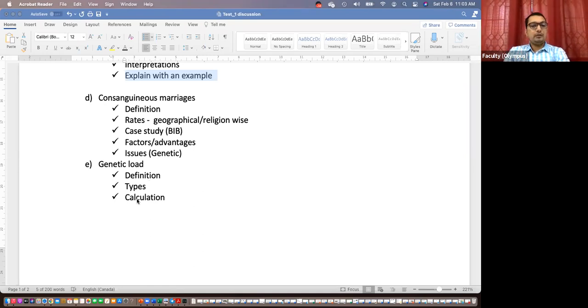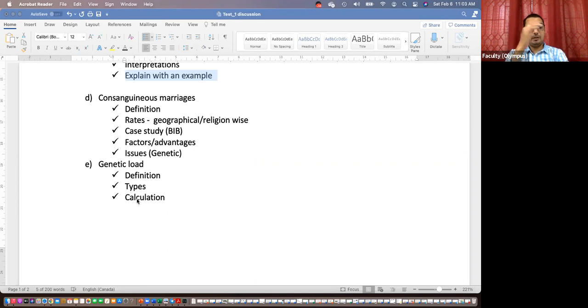Otherwise, there are enough types. Don't just talk about two to three types. Let's say you don't have space; instead of just talking about three types, mention the others too. Don't leave them out. I think we talked about five to six different types of genetic loads. If you want to talk in detail about three of them, but mention the other two or three, that's all right. But don't leave them. At least mention them.